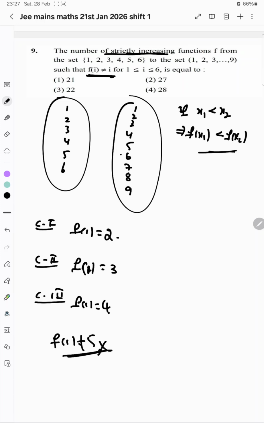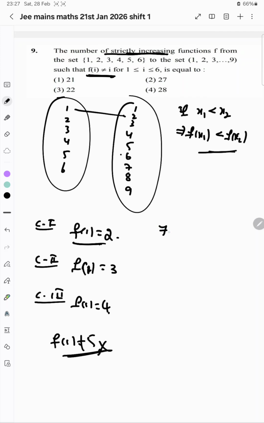Now in each possible case, we can count how many functions are possible, and then finally add them across every case, right? Suppose first case, f(1) is equal to 2 only. So 1 maps with 2. When 1 maps with 2, the remaining 5 elements can map with any 5 elements from the rest of the 7 elements in the codomain.